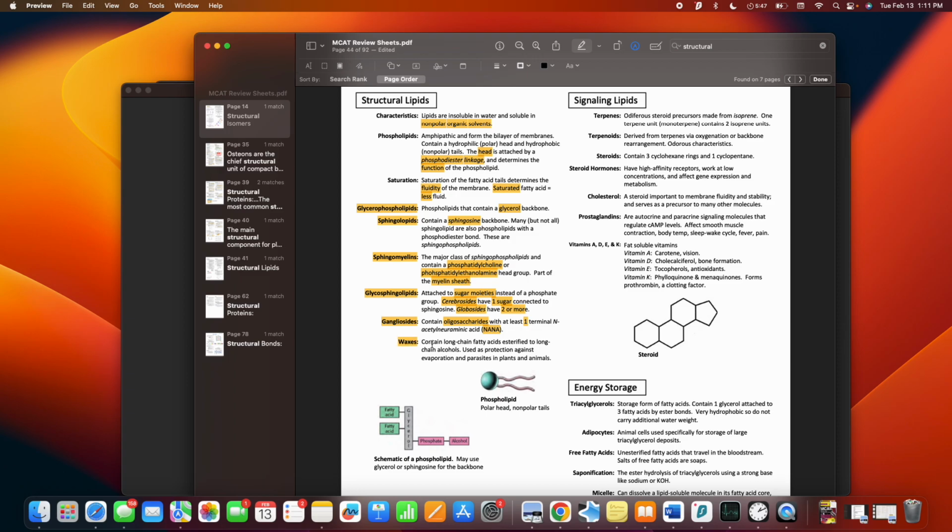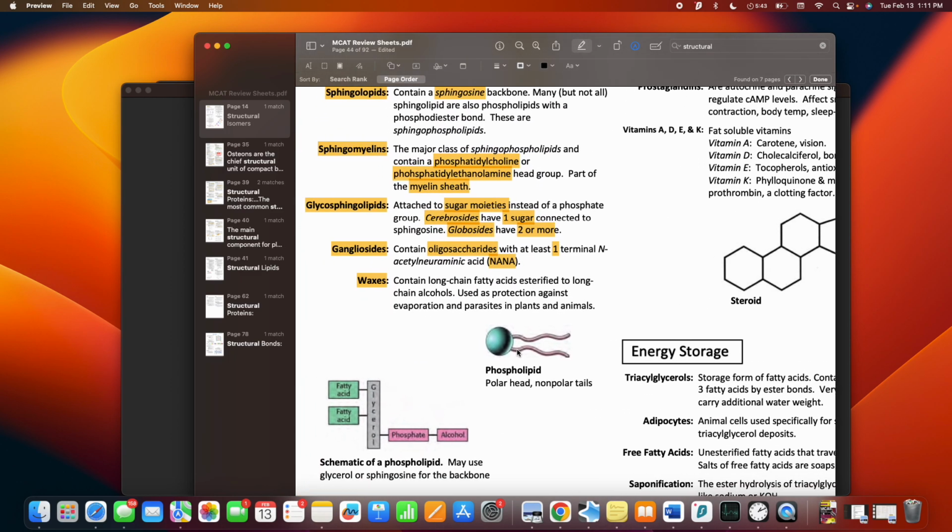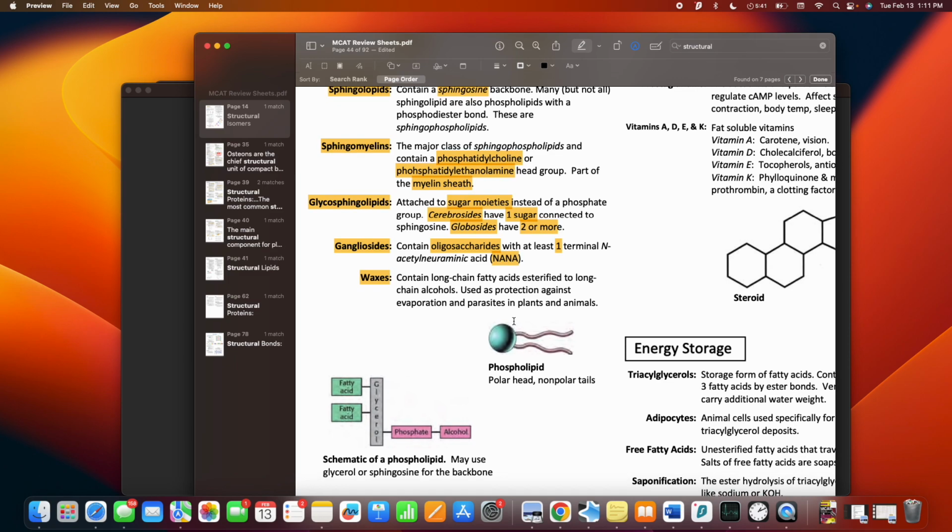Waxes contain long chain fatty acids esterified to long chain alcohols, used as protection against evaporation and parasites in plants and animals.